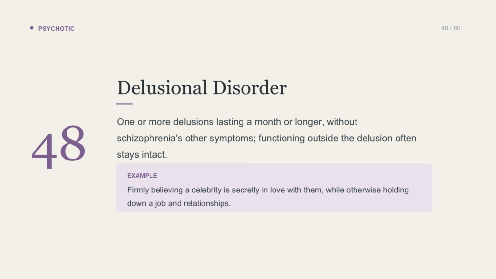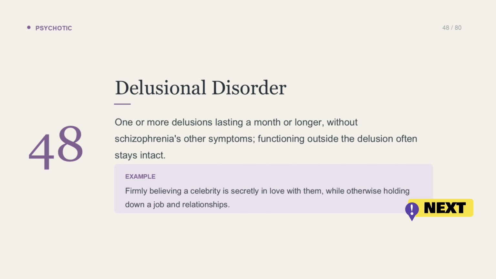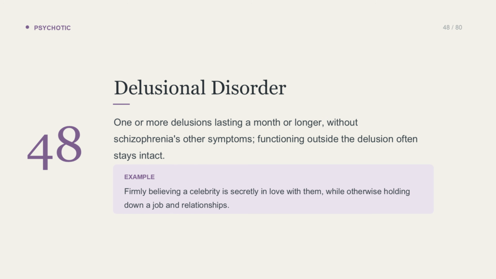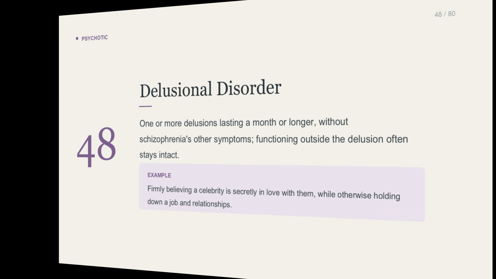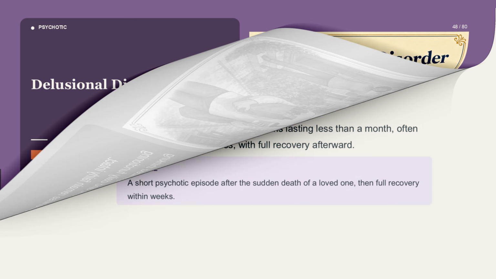48. Delusional disorder. Delusional disorder involves one or more delusions lasting a month or longer without the other prominent symptoms of schizophrenia, and daily functioning outside the delusion often remains relatively intact. For example, someone might firmly believe, without evidence, that a celebrity is secretly in love with them, while otherwise maintaining a normal job and relationships.